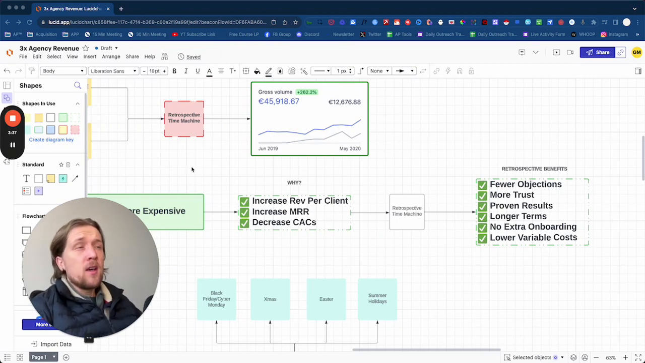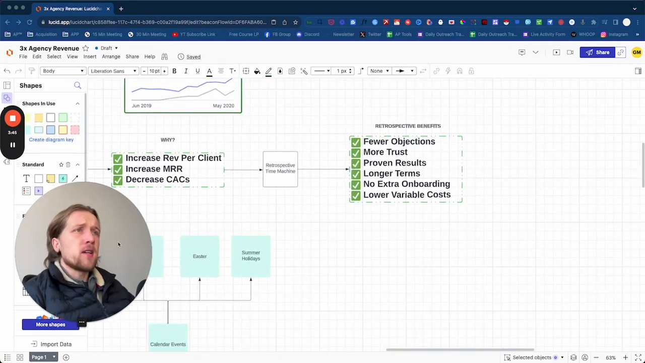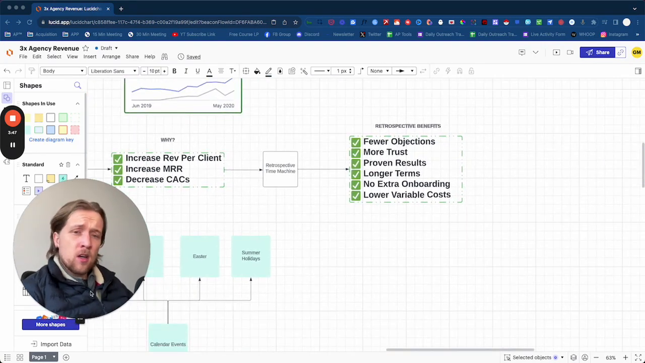Okay, what we're going to talk through now is a way that you can decrease your CACs whilst increasing your monthly recurring revenue. The way that we do this, like I say, is not by doing it at the start of closing a new client. We introduce this retrospectively on a specific timeline at a specific point in time.